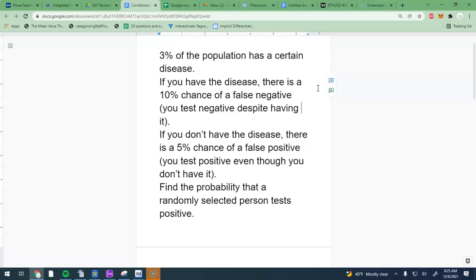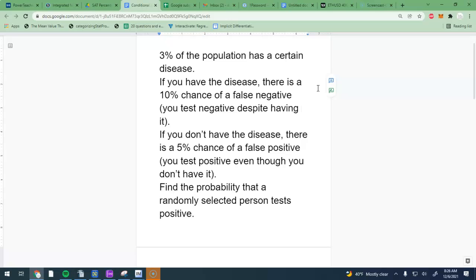Say 3% of the population has a certain disease. So we know that there's a 3% chance that if I test a random person in the population, they'll have the disease. If you do have the disease, there's a 10% chance that you'll get a false negative. That means you get a negative result, but that's false, meaning you actually have it. There's a 5% chance you get a false positive. So you test positive, but that's false, meaning you actually don't have it.